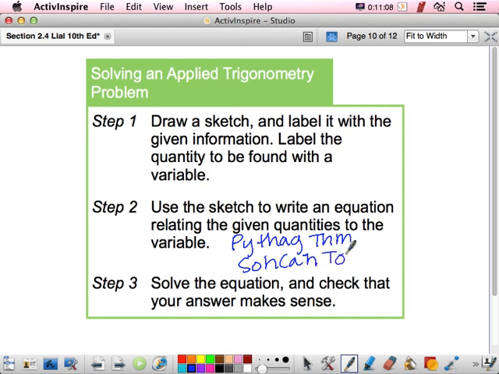Can't spell SOHCAHTOA. Okay, SOHCAHTOA. Then you solve the equation and check that your answer makes sense. Please don't tell me that it's negative 2.3 feet to the flagpole. Okay? All right, good.